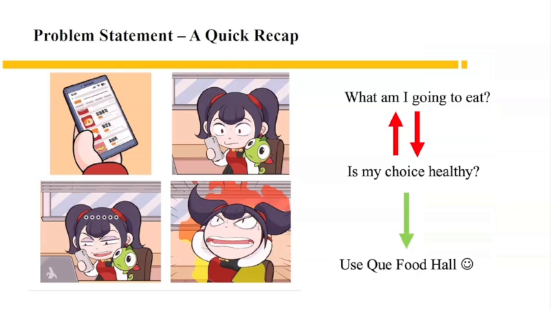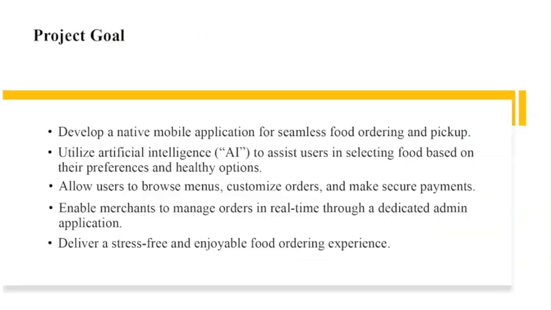Deciding what to eat can be difficult, especially for those who want healthier options. Many people struggle with long wait times when ordering food, which can be frustrating and time-consuming. Restaurants can also face challenges in managing all of the orders efficiently, leading to delays and miscommunications.